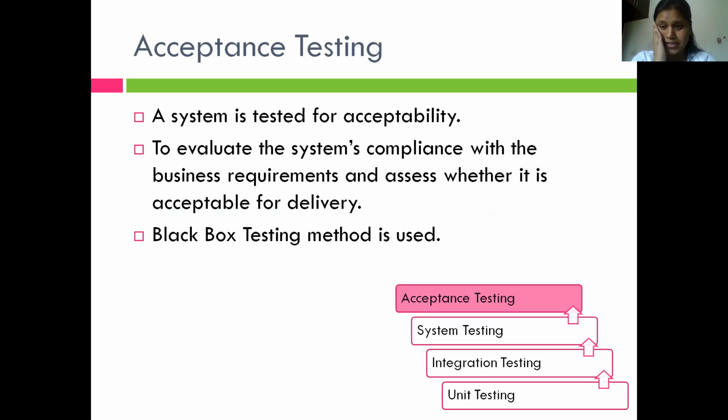Then next is acceptance testing. In acceptance testing, the system is tested for acceptability, to evaluate the system's compliance with the business requirements and assess whether it is acceptable for delivery or not. When your complete system testing is done, you have to check for its acceptance before delivering the product to the customer. This is the last step of testing, and again the black box testing method is used. There can be multiple criteria for acceptance testing based upon the product and the software you are designing. There can be different parameters for this acceptance testing.